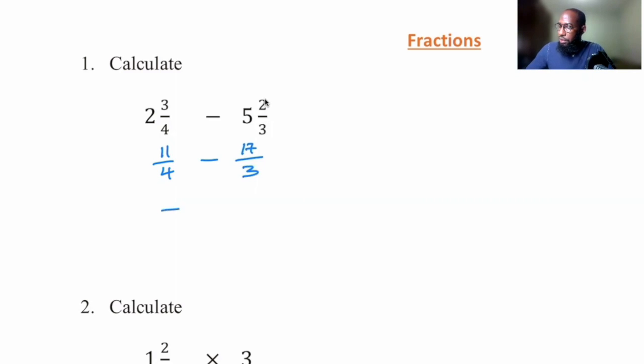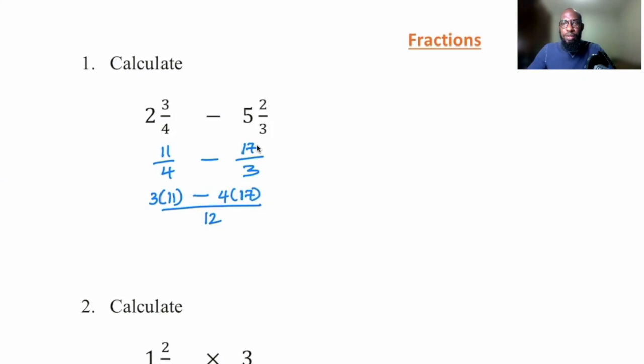Then we find the LCM. 4 3s are 12. 4 into 12 is 3. We multiply that by the numerator, which is 11. Whatever sign we have here, we write it back. 3 into 12 is 4. Multiply by the numerator, which is 17.